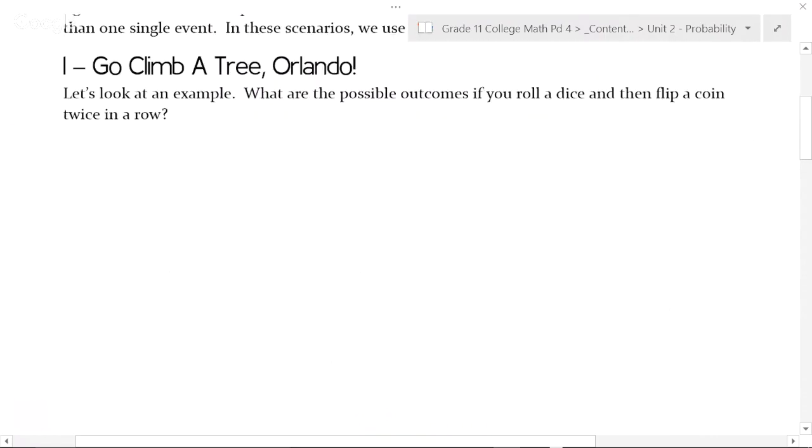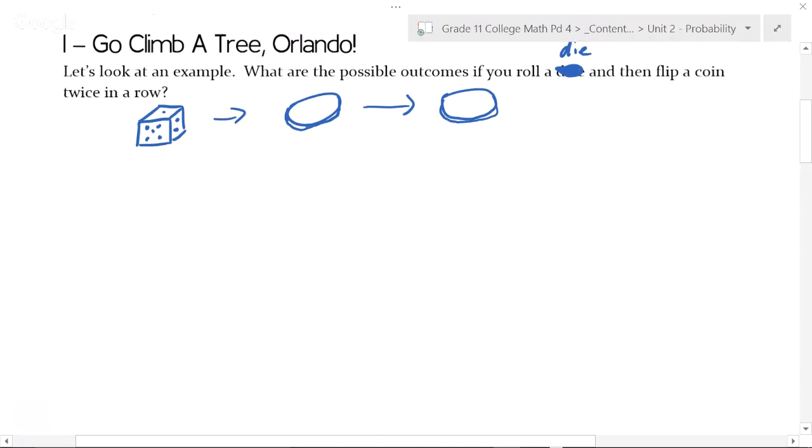So let's take a look at an example. Possible outcomes. If first you roll a die, it says a dice, but that is plural. It should really say roll a die. But anyway, so we have our dice here, and we're going to roll them. And then after that, we're going to take a coin and flip it. And then after that, we're going to take a coin and flip it again. And the question is, how could this possibly work? How could it go down?